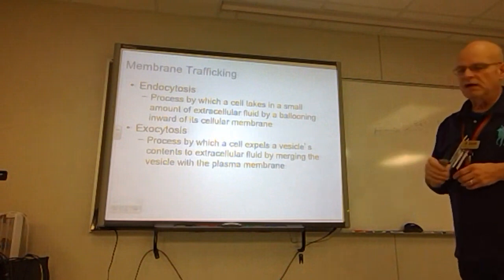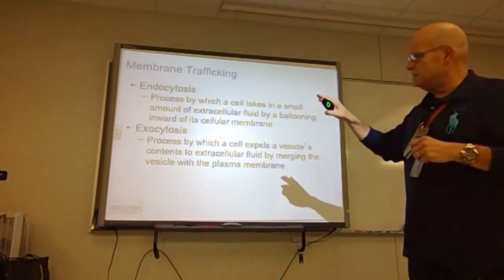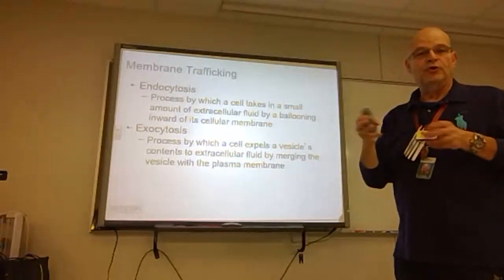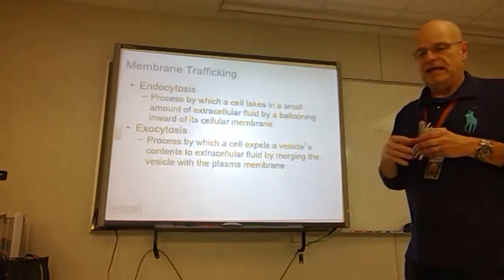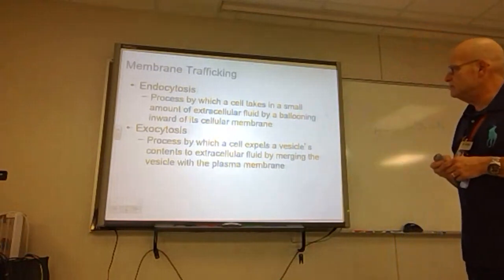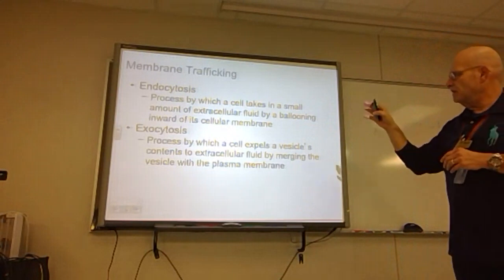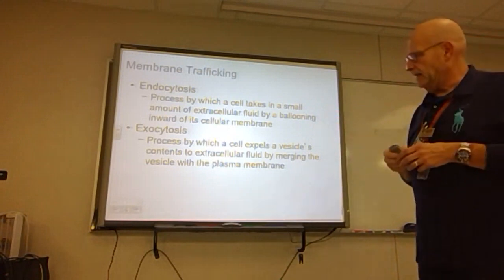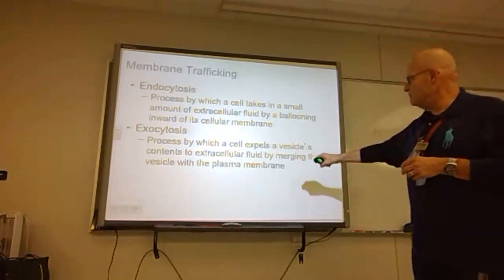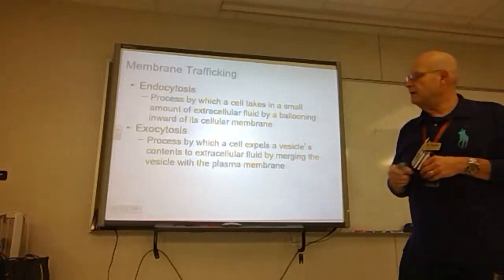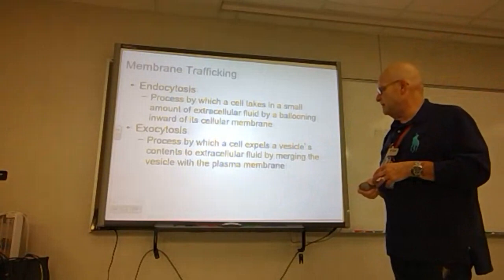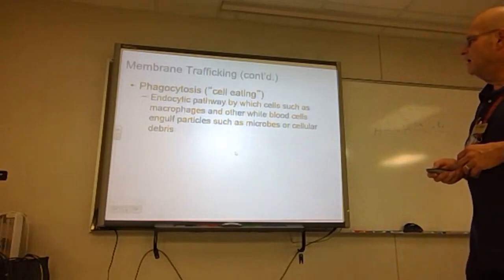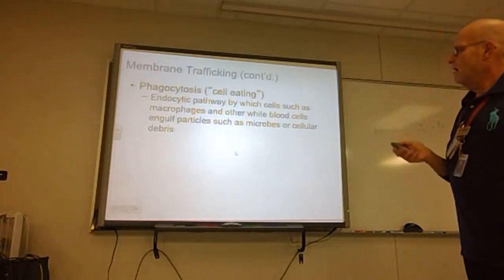Endocytosis is movement of things into the cell. Once we start talking about endocytosis and exocytosis, we're now talking about things that are too large to simply pass through the membrane. They have to be taken in and taken out. Endocytosis is a process by which the cell takes in a small amount of cellular fluid and collects those things that it needs. Exocytosis is the use of a vesicle. Remember, we talked about a vesicle the other day. We expel the vesicle's contents to the extracellular fluid by merging the vesicle with the plasma membrane. And I'm sure this next one will be a picture of how that works.